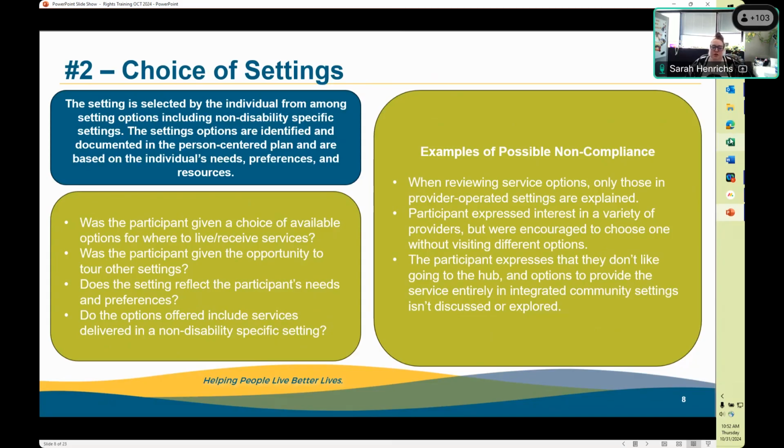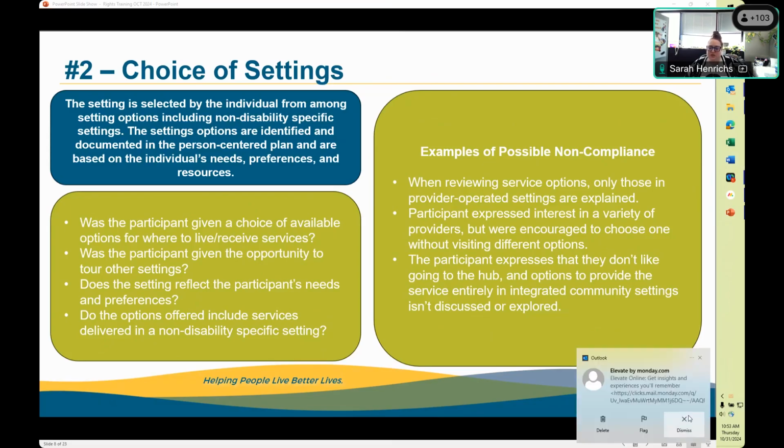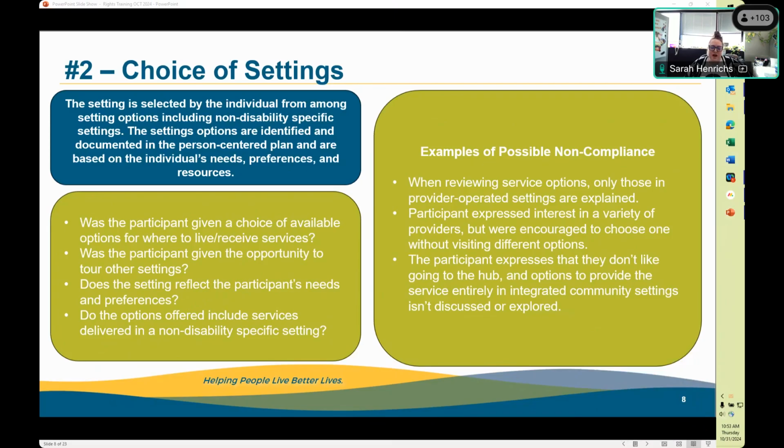And so some examples of non-compliance could be when, in reviewing service options, only those in provider-operated settings are explained. Or the participant expressed an interest in a variety of providers, but was encouraged to choose one without visiting other options. Or the participant expresses that they don't like going to the hub, and options to provide the service entirely in integrated community settings weren't discussed or explored. Those are things that, if they happened, could be considered non-compliant with the final settings rule.